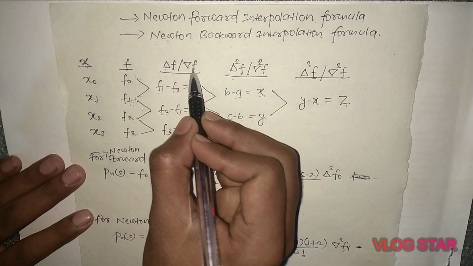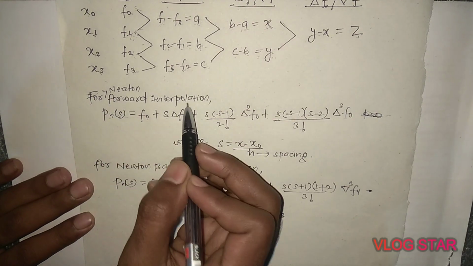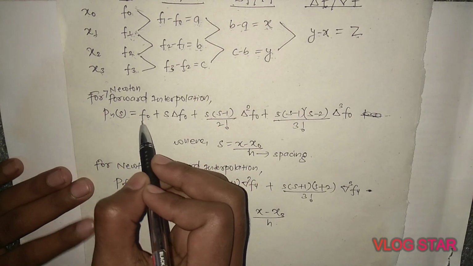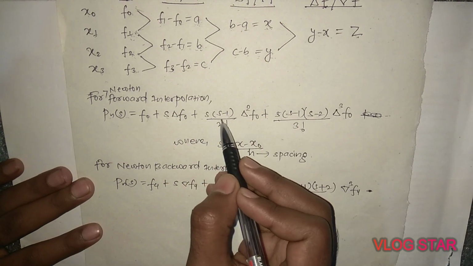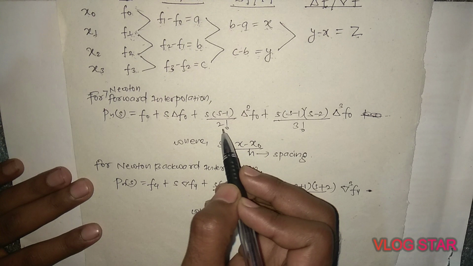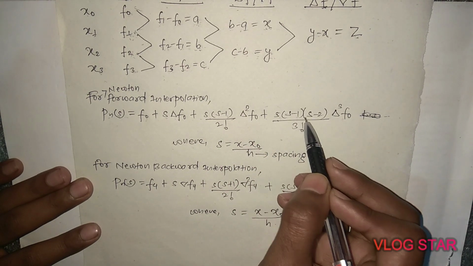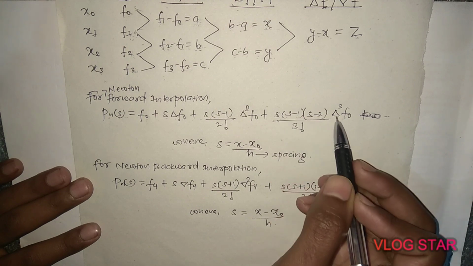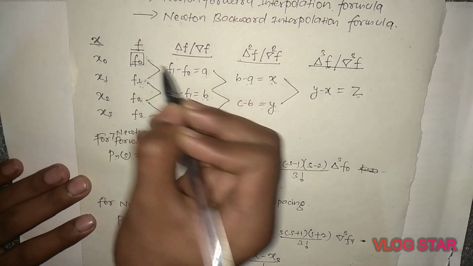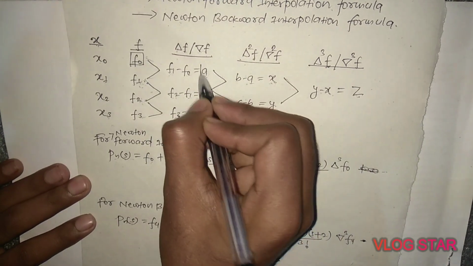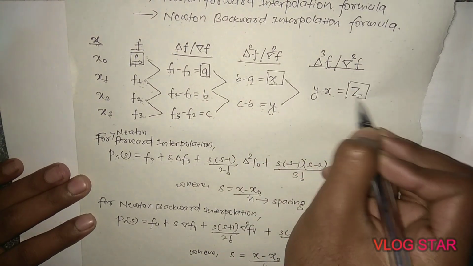and in Newton's backward interpolation we will use inverted del f. So here we have the general formula to calculate Newton's forward interpolation. We have P of S equals F naught plus S del F naught plus S into S minus 1 upon 2 factorial into del square F naught plus S into S minus 1 into S minus 2 upon 3 factorial into del cube F naught. And here we have F naught, del F naught, del square F naught, and del cube F naught.